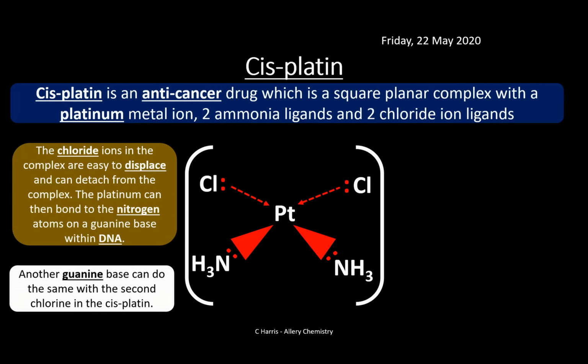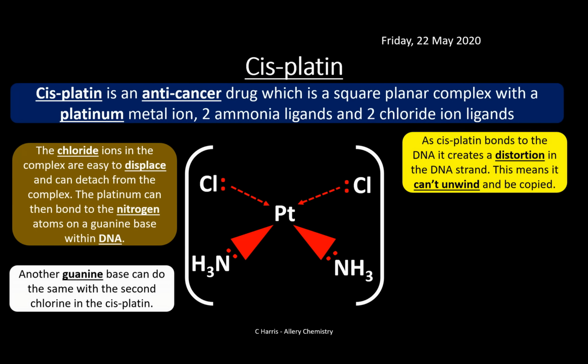Another guanine base can do the same with the second chlorine in the cisplatin as well. So we've got another base in there, a guanine base this time. And so the cisplatin bonds to the DNA. It creates a distortion in that strand, a bit of a kink, which means that it can't unwind itself. So remember, if you do biology, you'll know about RNA, messenger RNA, etc.